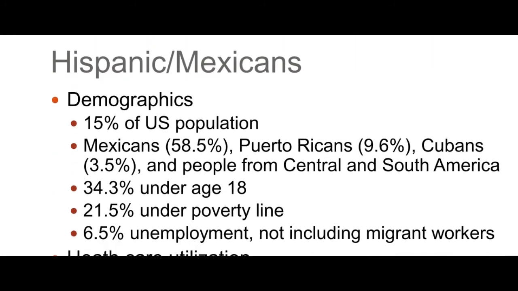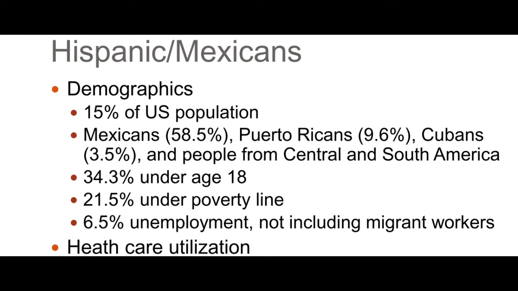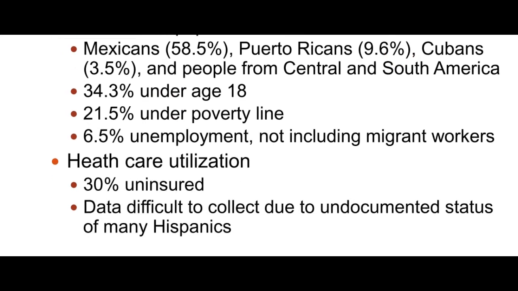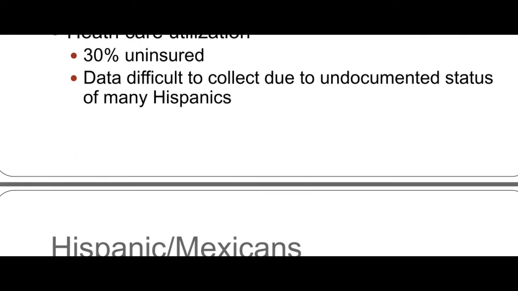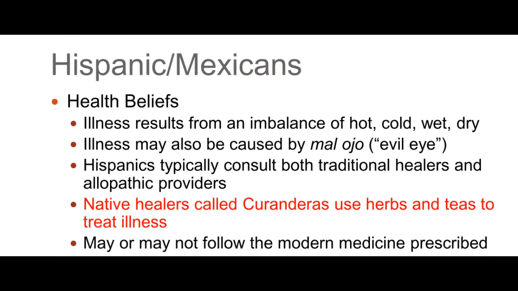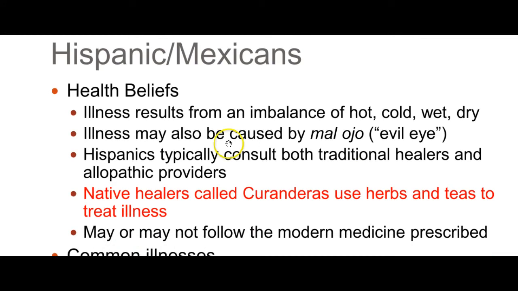Okay, Hispanic and Mexican. Sorry about that. And here's just your demographic: 6.5 unemployment, healthcare utilization is pretty poor, 30% uninsured, and a lot still are illegal, not legal. They have native healers called curanderas. They use herbs and teas to treat illness. You need to recognize what their native healer is called and how they treat illness.